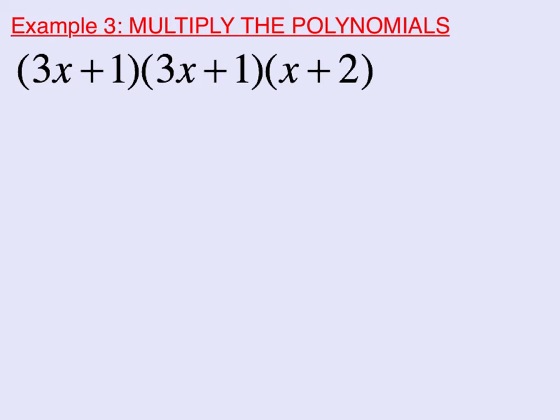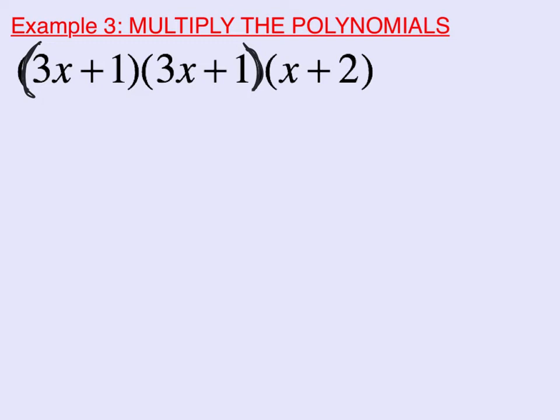So if I take these first 2, I'm going to just take the first 2. I don't have to take the first 2. I could take the outside 2. I could take the last 2. All right, I just decided to do the first 2 because that is the first 2 in the list.